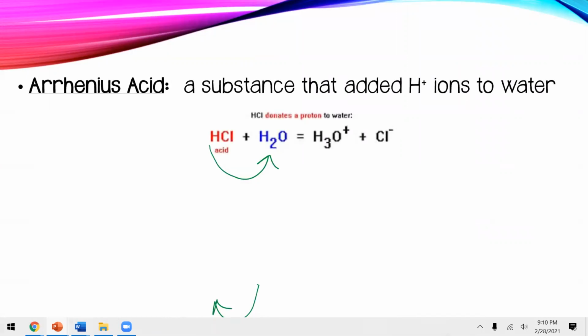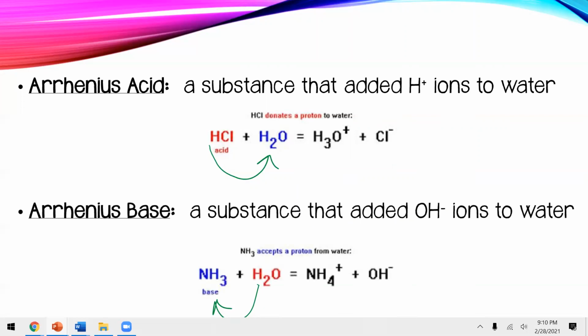Okay, so the definition of an Arrhenius acid is a substance that adds H+ ions to water. In this example, you have HCl, hydrochloric acid, plus water, and our products are H3O+, our hydronium ion, and our anion, chloride. So basically he is saying that an acid will donate a hydrogen to water, and the results are ions that conduct electricity. You've kind of already seen that.